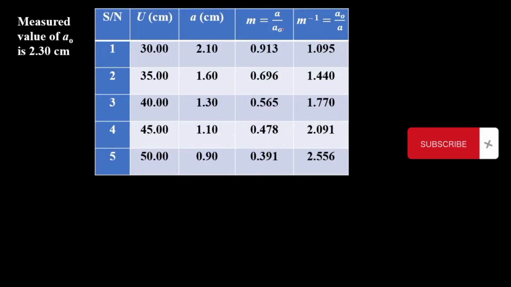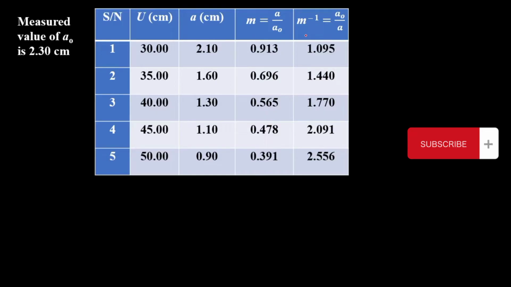They will both cancel out, leaving our M without a unit. The same thing applies with M inverse. Alright, they both have no units. Now, we're told to plot a graph of M inverse on the vertical axis against U on the horizontal axis. Let us choose a suitable scale for this graph.